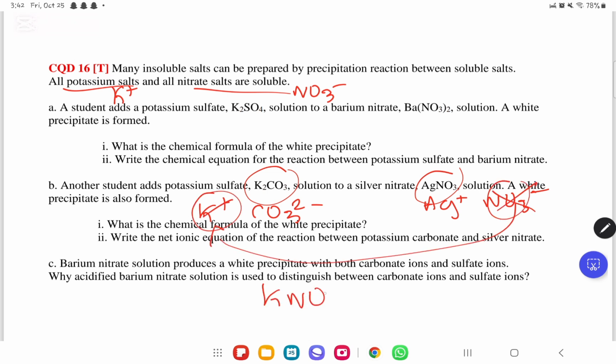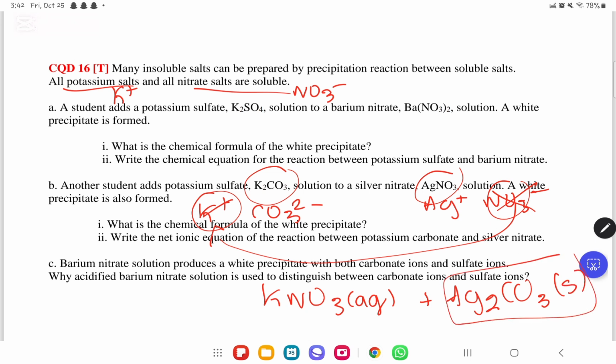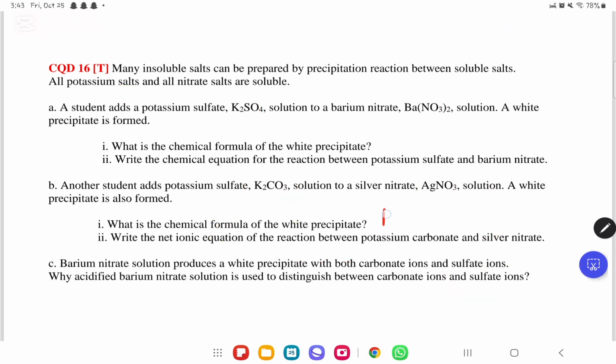They will form KNO3, which is aqueous, plus Ag2CO3, which is a precipitate solid. So our precipitate solid is Ag2CO3 because we know CO3 2- does not dissolve with it. So the chemical formula of the white precipitate is Ag2CO3, and then we put solid.